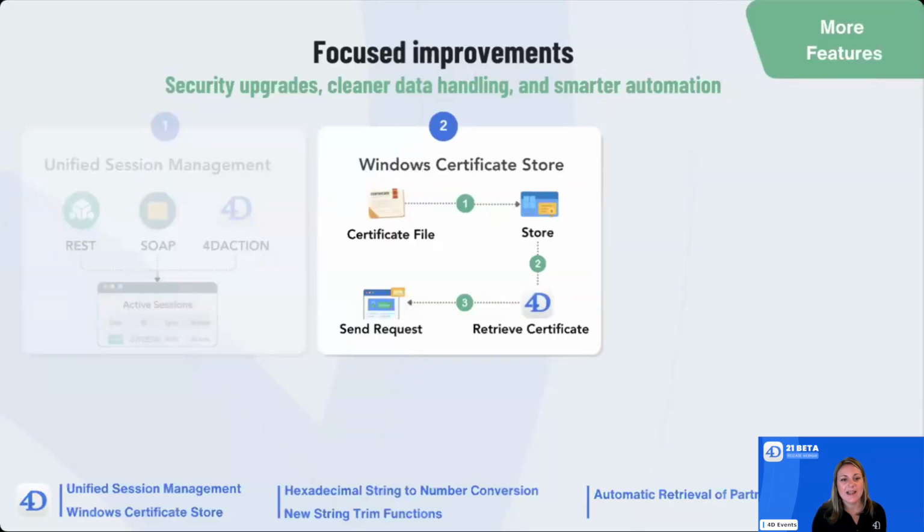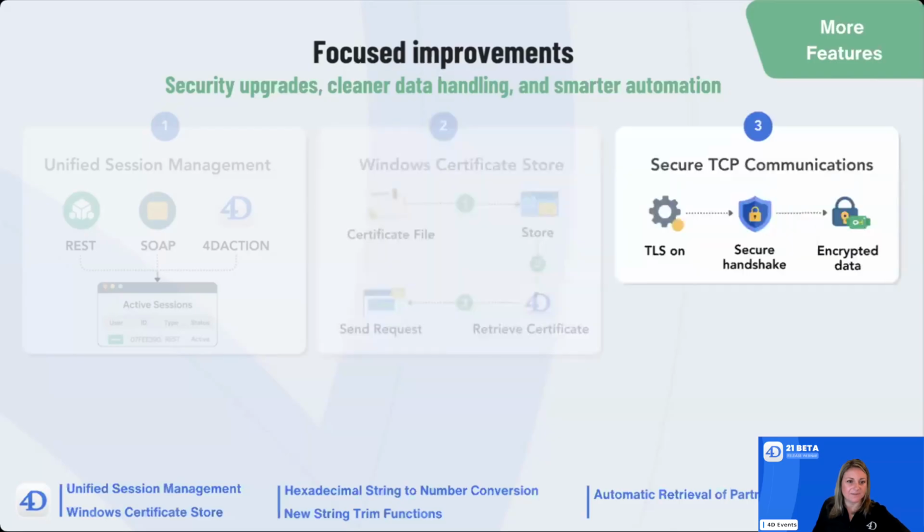Second, HTTPS requests now use certificates directly from the Windows Certificate Store. No files on disk, no risky handling. Certificates stay protected at the system level, and 4D retrieves everything automatically when a request is sent. Third, TCP communication is now secure by design. Enable TLS, complete the handshake, and your data travels encrypted.